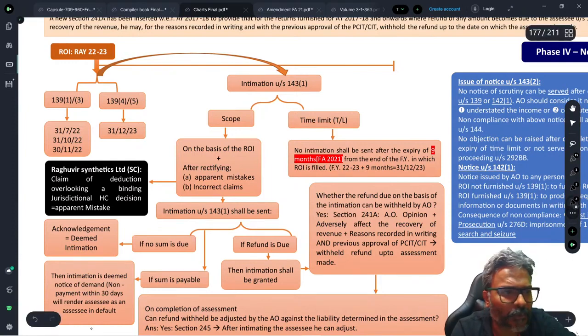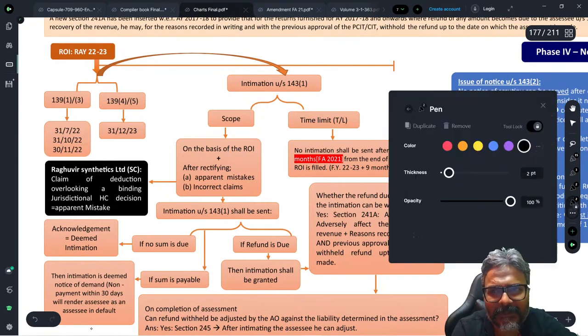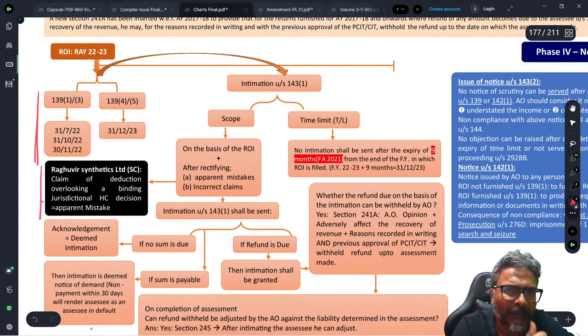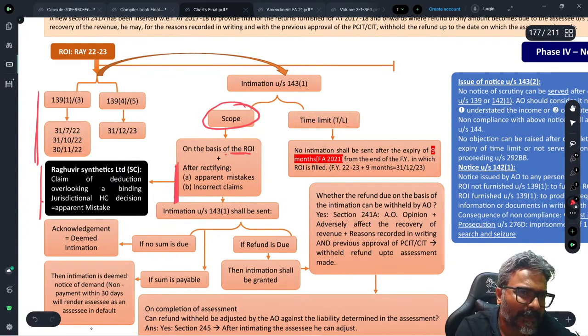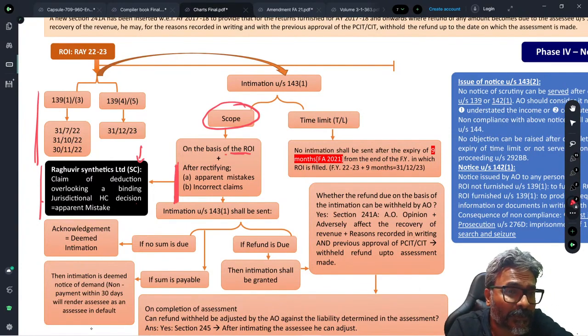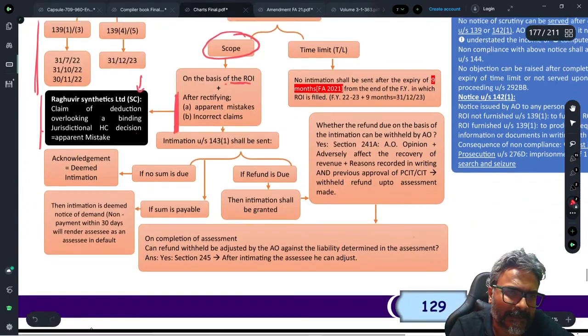Students, Raghuveer Synthetics is the case law which I am telling all of you again. Just be extremely careful about this judgment. Because the scope, as you are all aware, is on the basis of the ROI plus rectifying the apparent mistake. So what is apparent as per the Supreme Court judgment? The claim of a deduction overlooking a binding jurisdictional High Court judgment. This would be an apparent mistake.